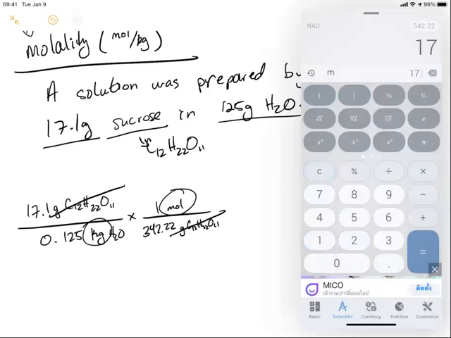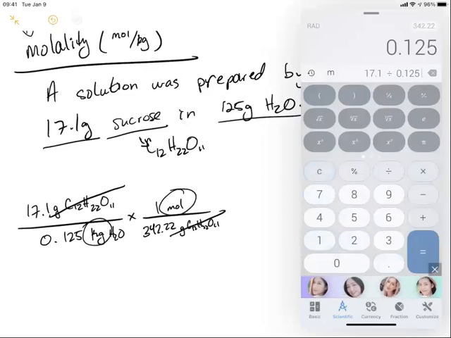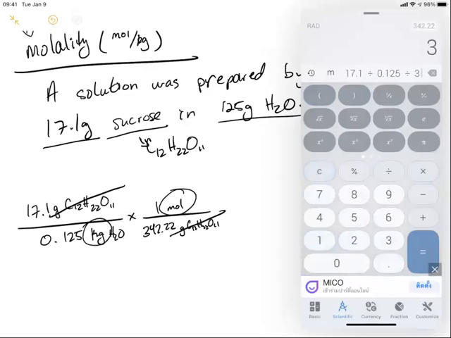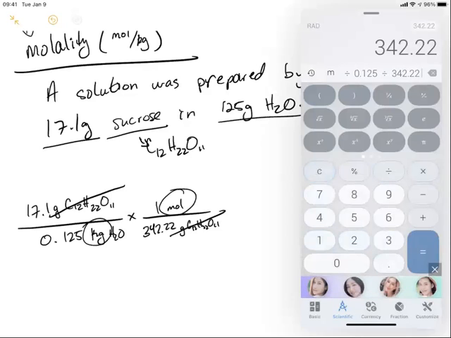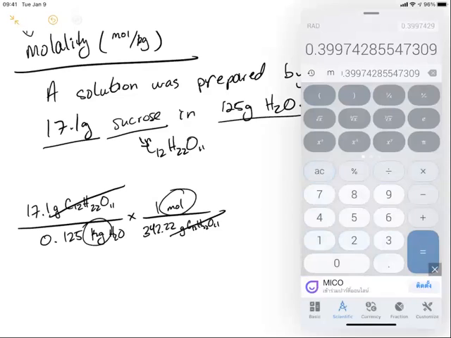So then I just do 17.1 divided by 0.125 divided by 342.22 equals, and I get, basically I'm going to round that to 0.4. 0.4 molal.